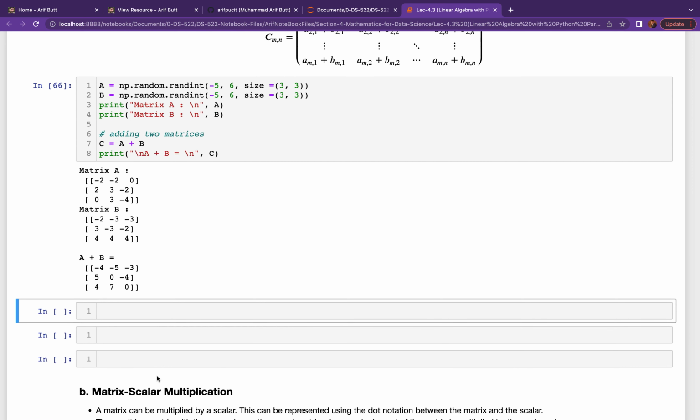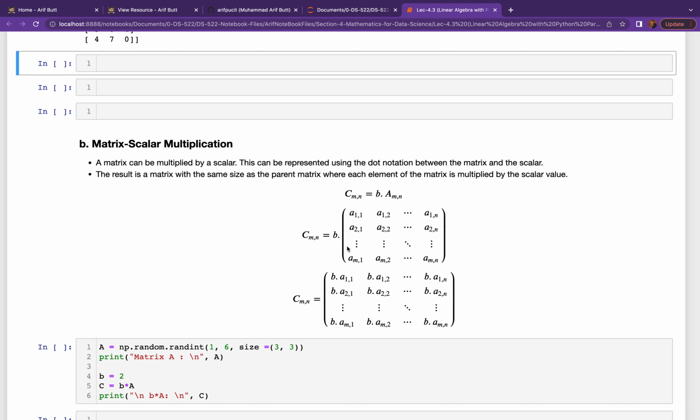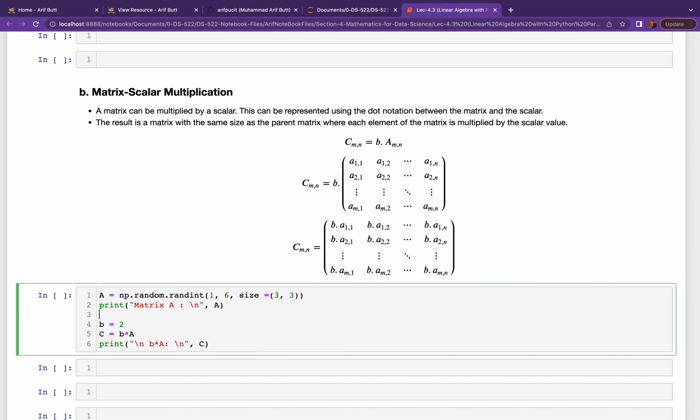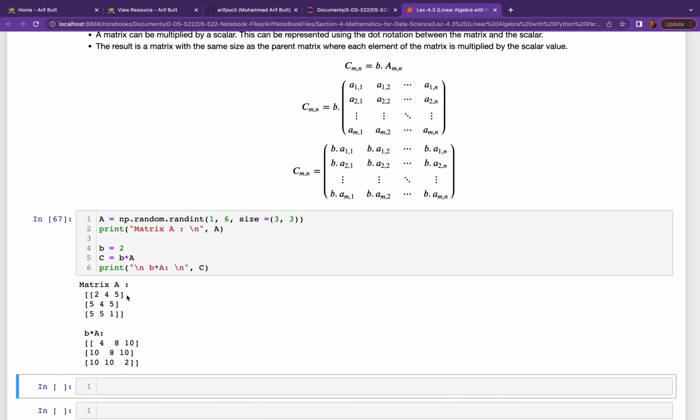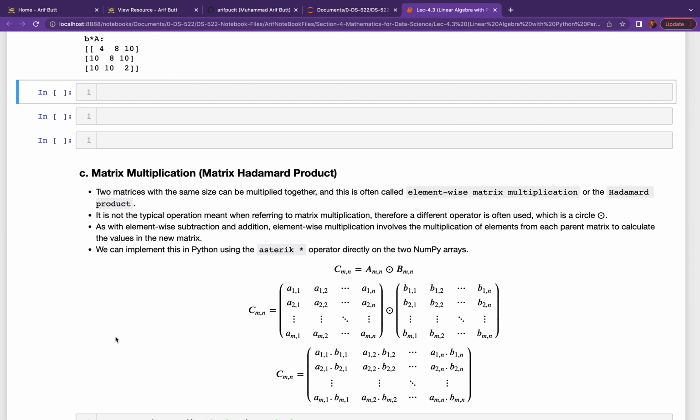So after matrix addition, we have matrix-scalar multiplication. A matrix can be multiplied with a scalar value, and this code is a proof of concept for that. So this is a matrix A. I have multiplied it with a scalar value B, which is 2. Great. Then there is the matrix Hadamard product, matrix multiplication. There are basically two ways to multiply two matrices. One is this Hadamard product, and the other is the dot product. Let me talk about the Hadamard product first.